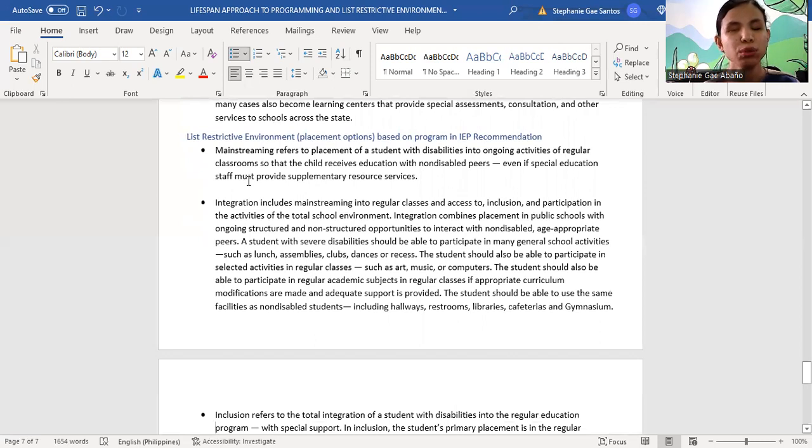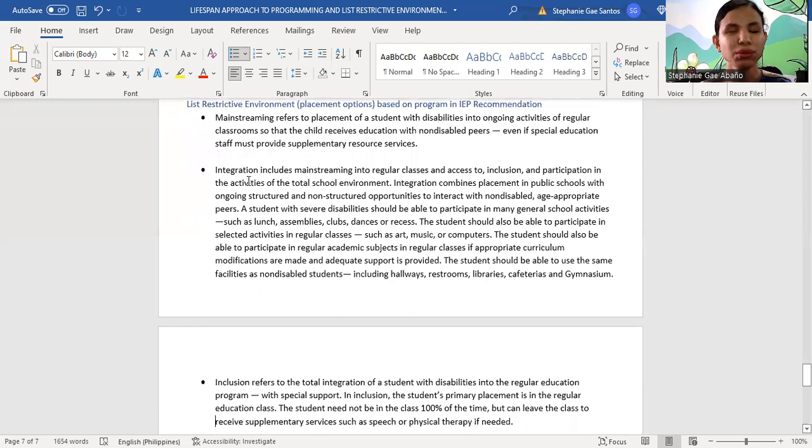Inclusion refers to the total integration of a student with disability into the regular education program with special support. In inclusion, the student's primary placement is in the regular education class. However, if the child has other related services needed for another condition of the child, the general education teacher can allow the child to attend. So the child is not required to attend 100% of the class, but the focus is still on the regular education class. But if there is any needed session for related services, the general education teacher will allow it.